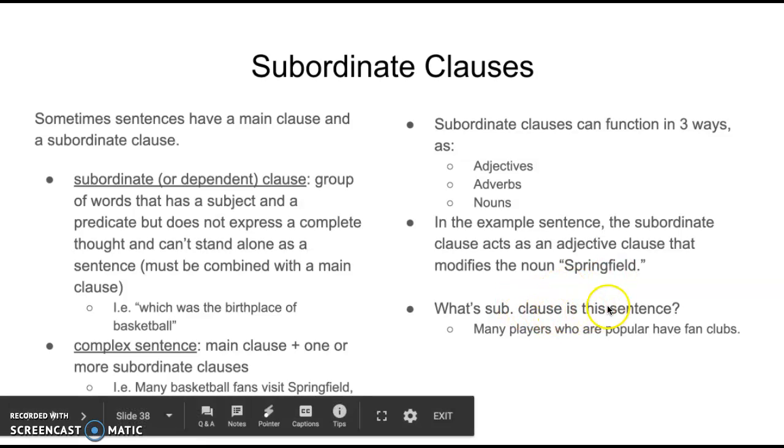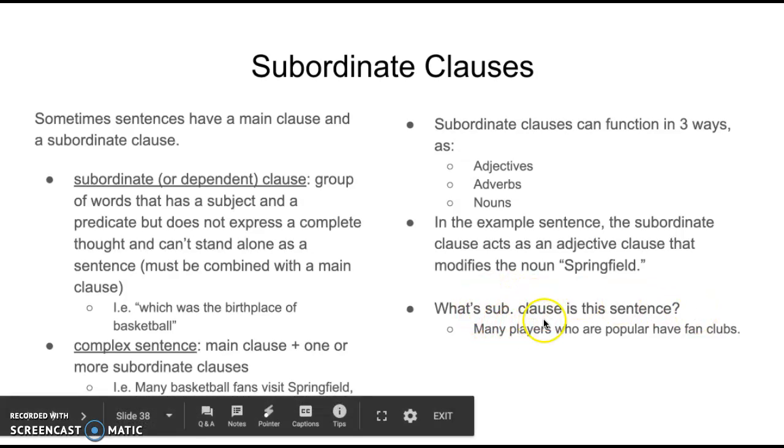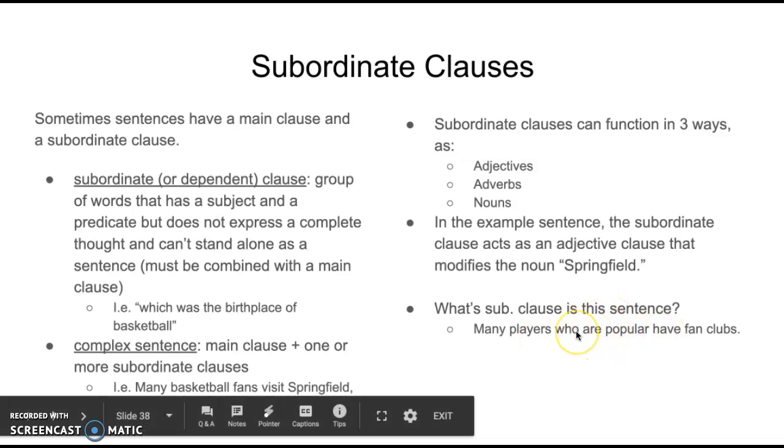Many players who are popular have fan clubs. It's tricky because the subordinate clause is stuck right in the middle of the main clause. Who are popular? Who is the subject. Are popular is the predicate. Can't stand on its own. Has to be connected with the main clause. Many players have fan clubs.